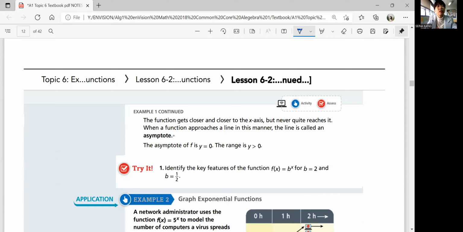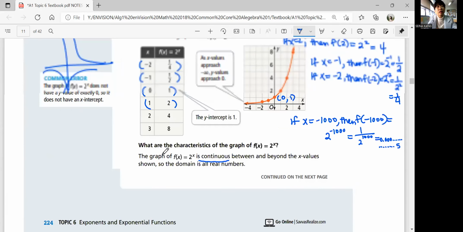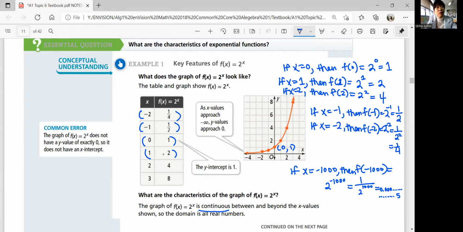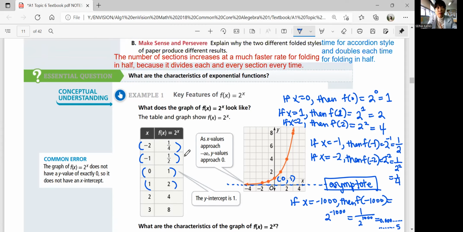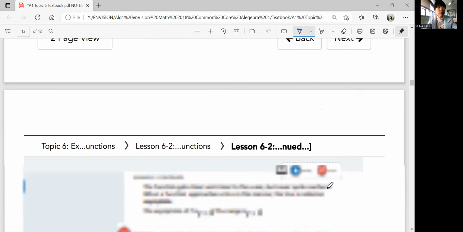So when a function approaches a line in this manner, the line is called an asymptote. So if you see a line where the exponential function never reaches it, but it gets closer and closer, the asymptote here is the x-axis. This is the asymptote, okay? An asymptote is like the invisible wall where the graph will never go beyond and will never reach. It's never going to touch it. That's called an asymptote, okay?